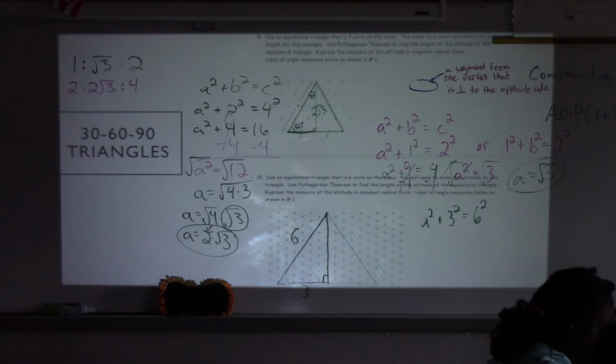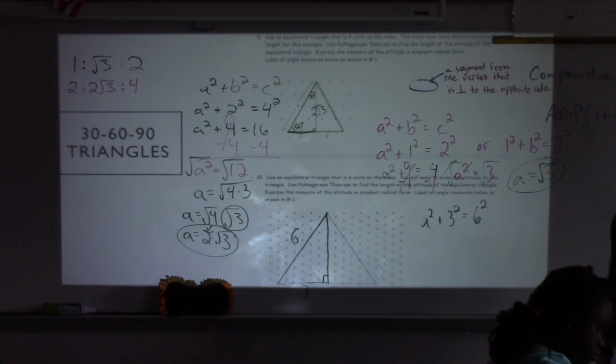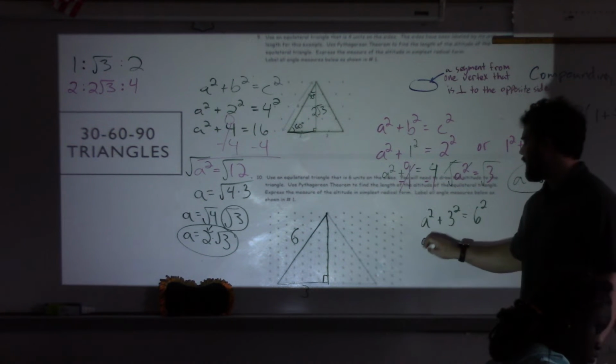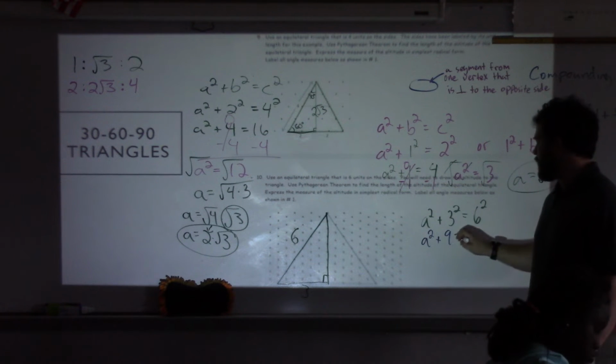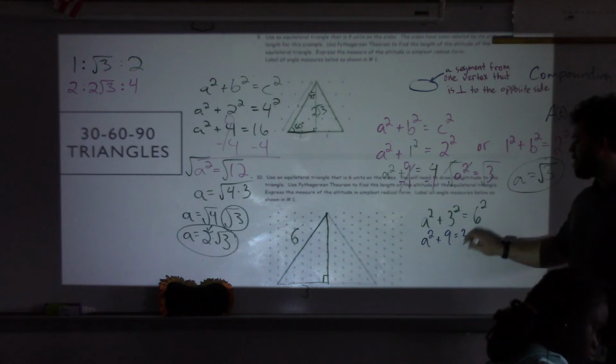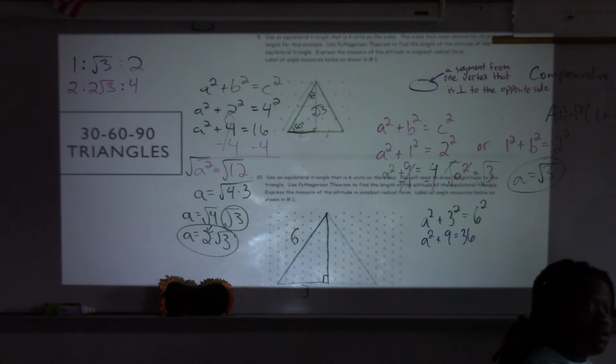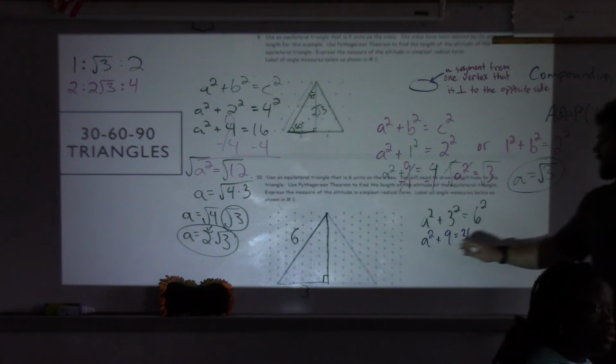Brandon, you good with it? Yeah. Okay. So now what am I going to do? You need to look up here. 3 squared is 9. Subtract 9 on both sides.